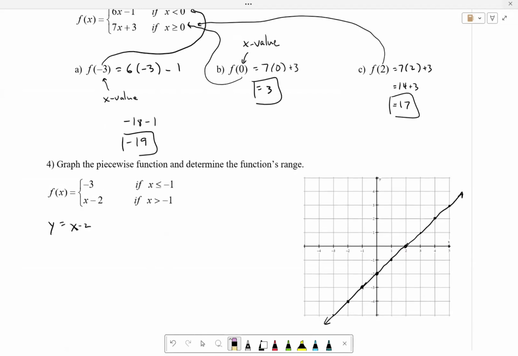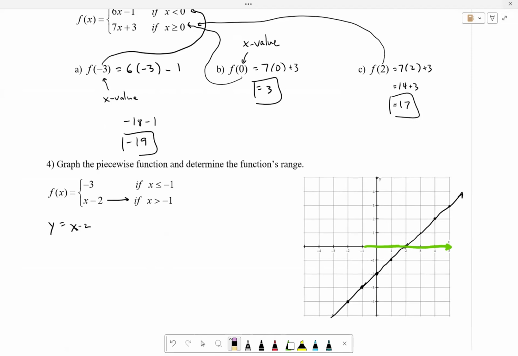But as this function says, it's only x minus 2 if x is greater than negative 1. In other words, I'm going to just highlight which portion of the x-axis we're going to be referencing here. You don't do this on your paper. This is for instructional purposes only. These numbers. In other words, I don't need anything that's not where those x values are.